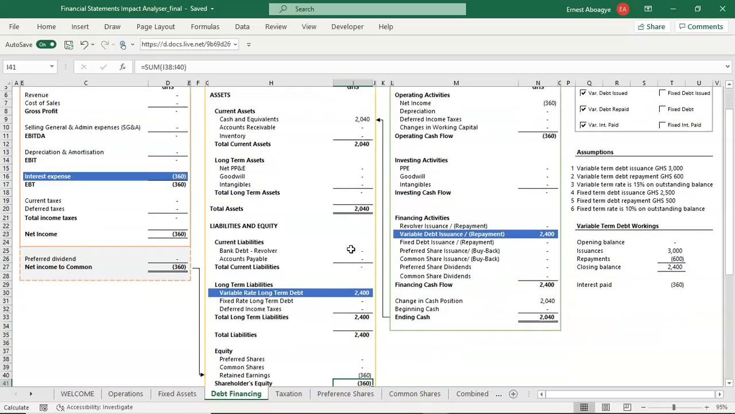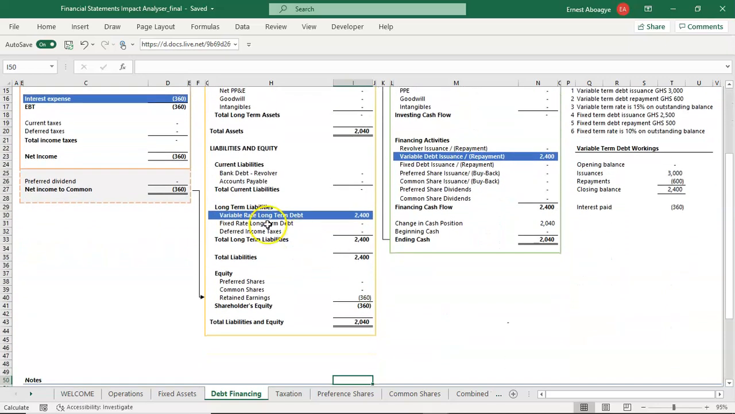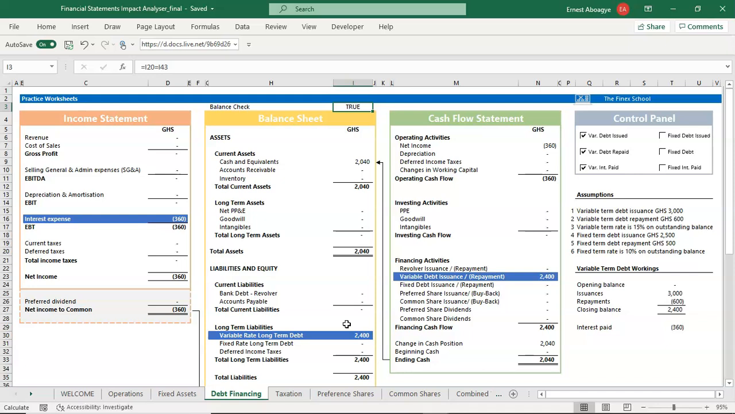When we come down to the liability and equity section, we have the balance of the variable term debt being 2,400, and then we have retained earnings of negative 360, and that balances out 2040 in our balance sheet.